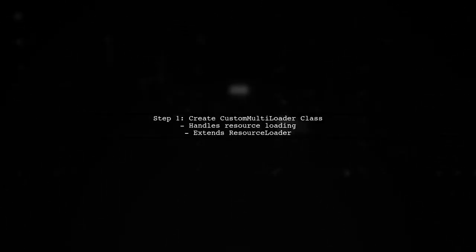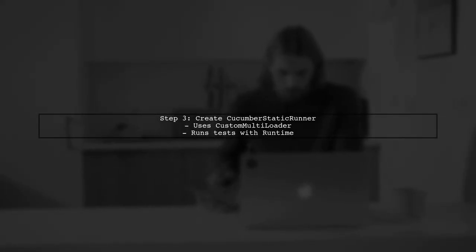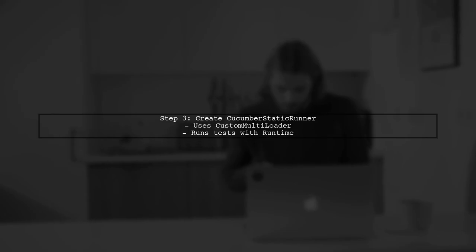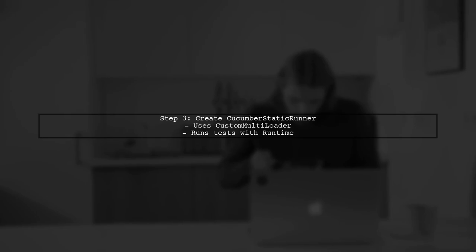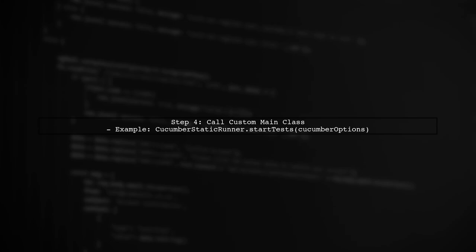To resolve the issue of no backend found when running Cucumber from a Spring Boot jar, follow these steps. First, create a custom multi-loader class to handle resource loading. Next, create a resource adapter to bridge between Spring's resource and Cucumber's resource. Then, implement a custom main class that utilizes your custom multiloader for running tests. Finally, call your custom main class instead of the default Cucumber main class to start your tests.